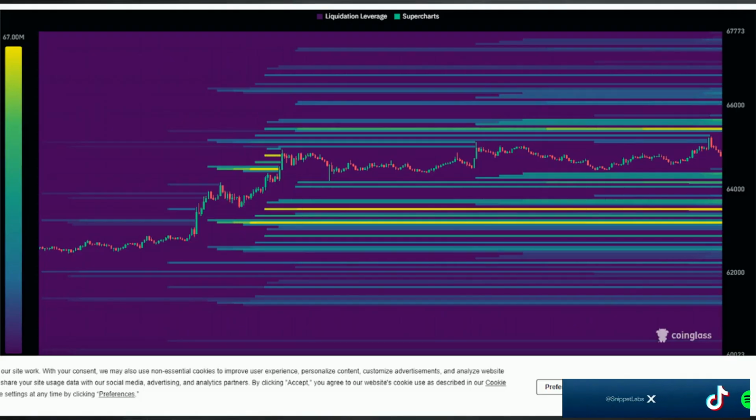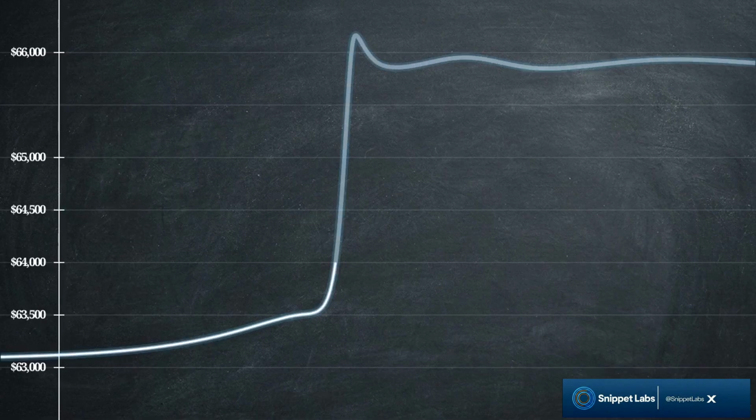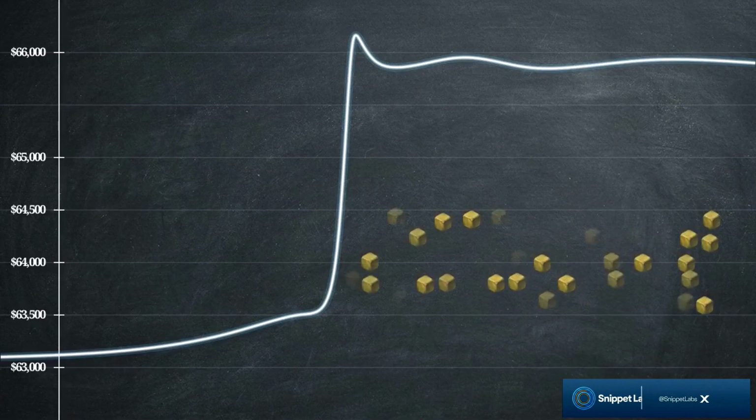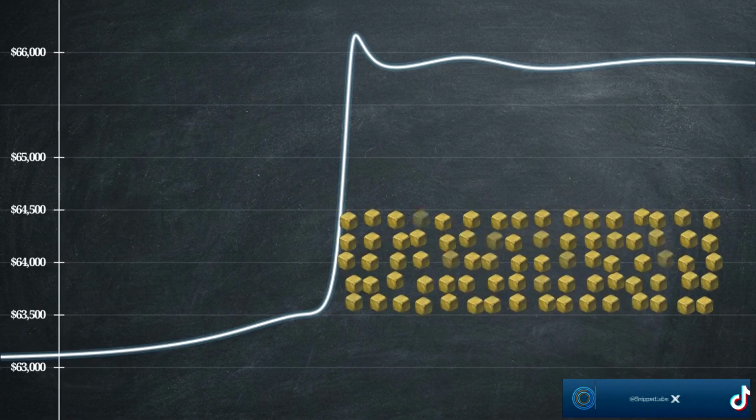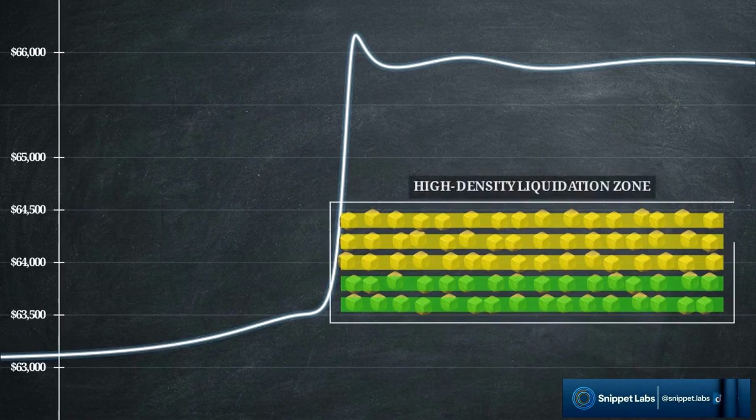This heat map captures a large green candle breaking out, pushing the price vertically toward the 66,000 level. This rally triggers a predictable side effect. Retail traders enter late, applying heavy leverage to chase the trend. Look at the risk. A thick cluster of yellow and green bands stacking directly beneath the current price, filling the gap between 63,500 and 64,500.